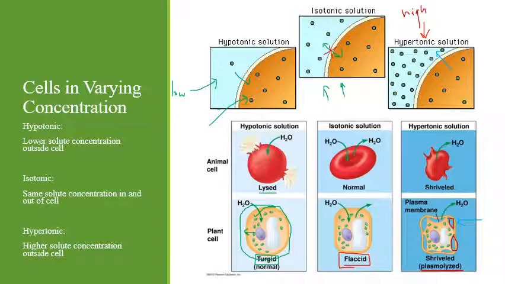So the difference here is that an animal cell will die in a hypotonic solution, and a plant cell will die in a hypertonic solution. And I try to remember the difference between hyper and hypo as, like, if I'm feeling hyper, I have a lot of energy, so then in a hypertonic solution I have a lot of solute.